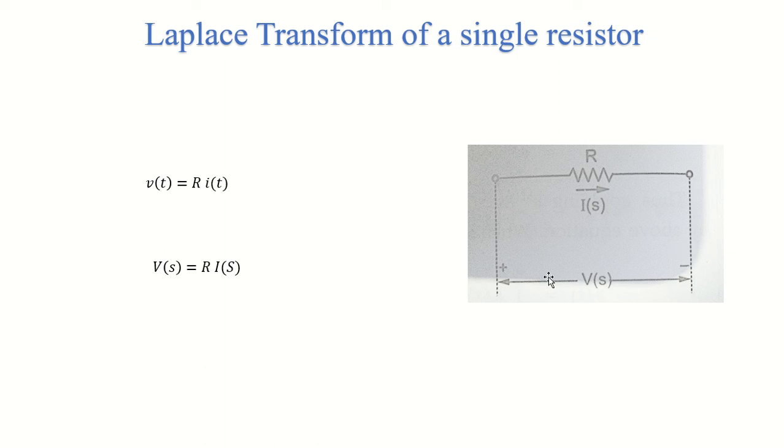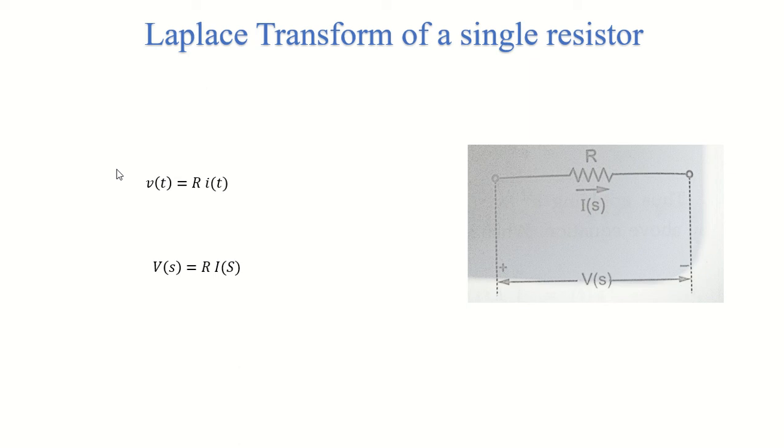As you can see, it's a simple circuit. We have voltage across this single circuit as Vs. Initially, when it is in the time domain, its voltage will be V(t), right? And the current flowing through it will be I(t), and the value of resistance will be R. So you can give the formula for voltage in the time domain as V(t) = R I(t).